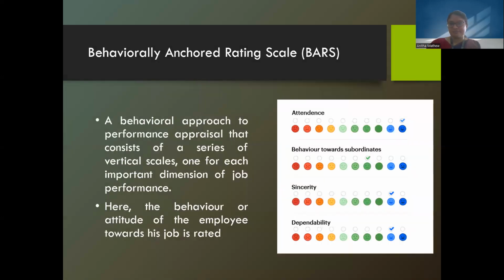The next modern method is known as behaviorally anchored rating scales. So this rating scale is similar to the graphic rating scale of the traditional method. The only difference here is that each statement is an important dimension of the job performance. Okay. And the behavior or the attitude of the employee towards the job is rated here. You can see one example on the right side: attendance, behavior towards subordinates, sincerity, dependability. All this falls under the behavior towards the job.